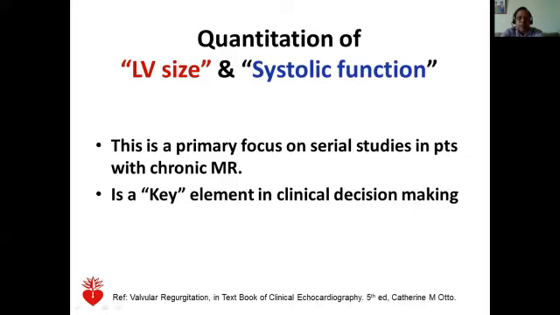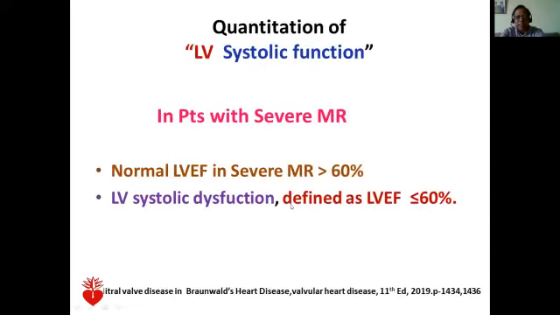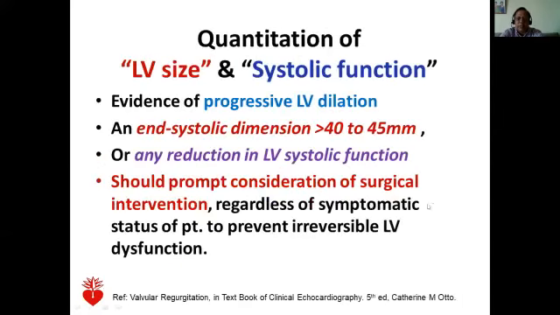Now come to the LV size and systolic function. This is a very important part for deciding the timing of surgery. This is the primary focus of serial studies in patients with chronic MR, a key element in clinical decision making. For severe MR, normal LV function is more than 60% LVEF. Anything just below 60% is abnormal systolic function.